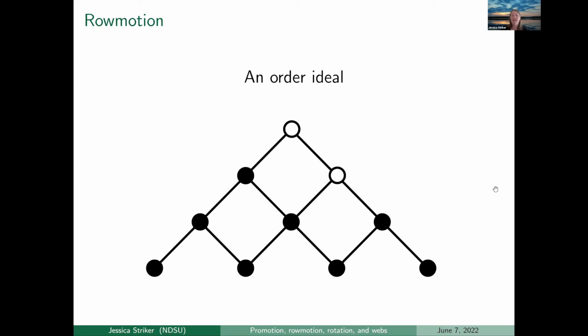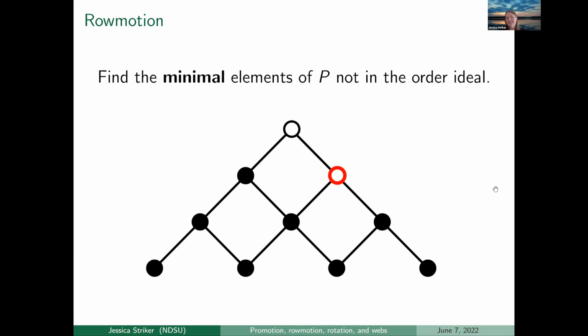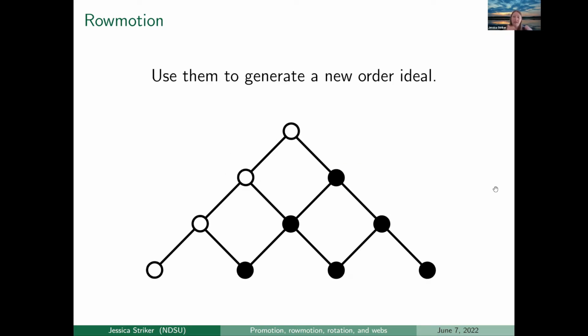So here is a well-defined action on order ideals of any poset. You take an order ideal, you look for the minimal elements of the poset that are not in the order ideal, and you let those generate a new order ideal. So you just take everything underneath those elements.